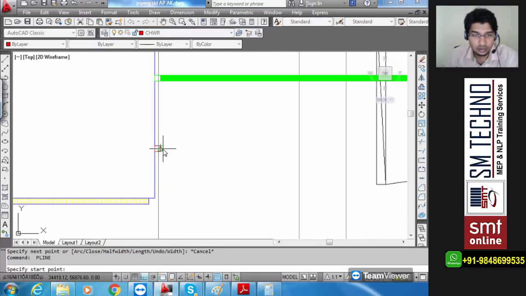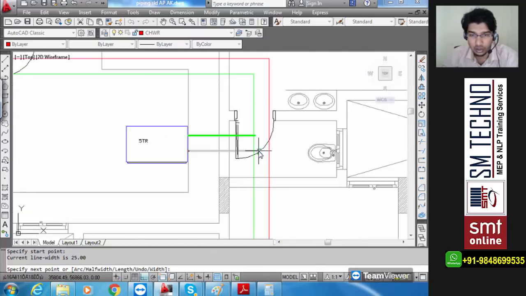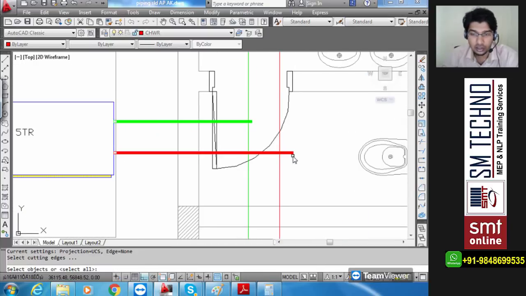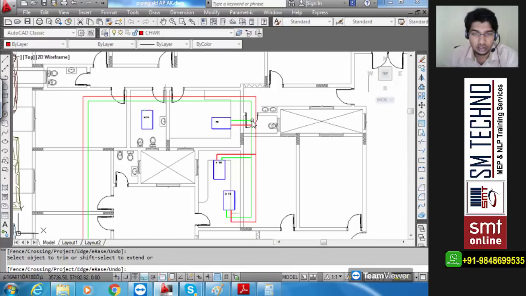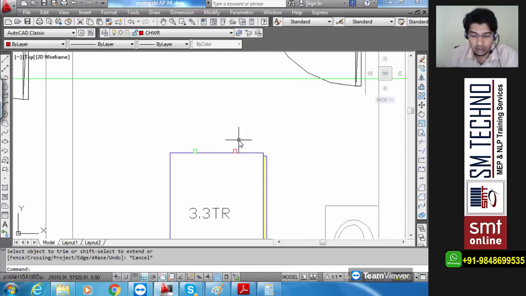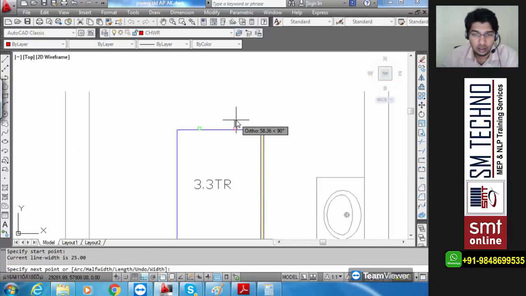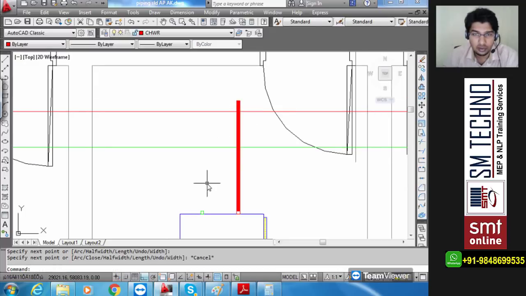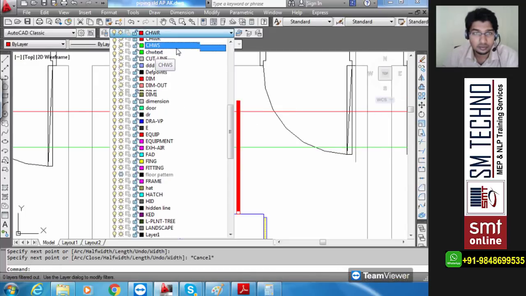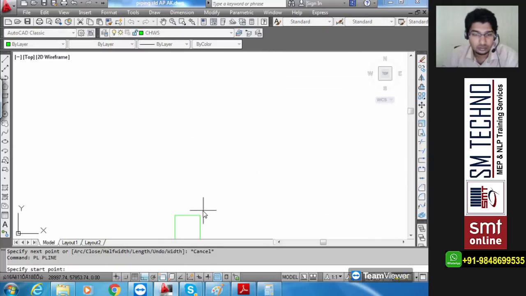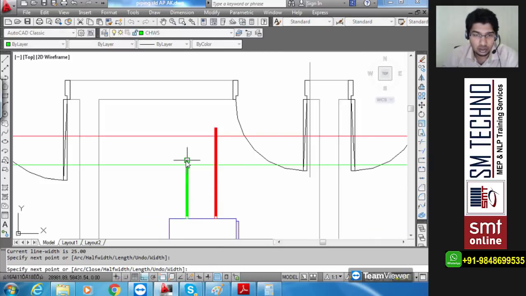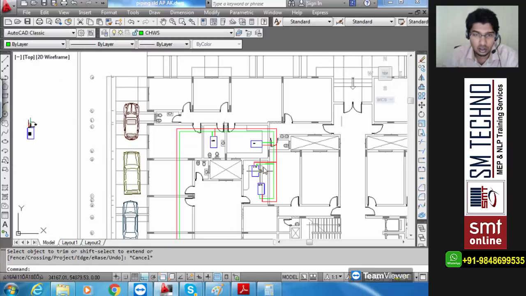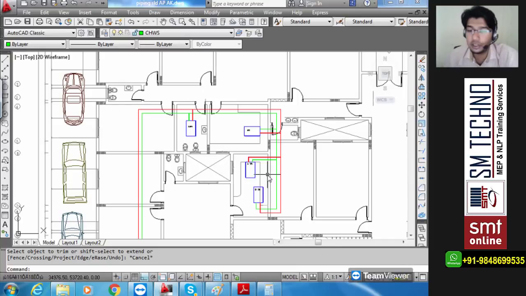Come here, PL enter, center point, keep ortho turned on, red to red, that is done, TR double enter, trim the extra lines, and once again PL enter. We are into the red layer, so I'll first match with the red, change my layer, center point, zoom out until this end, done, TR double enter. This is trimmed, this is trimmed. So all the AHUs are now connected properly with levels and everything.